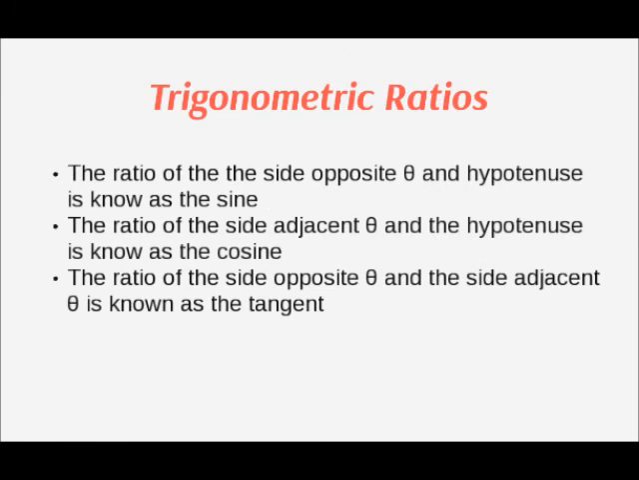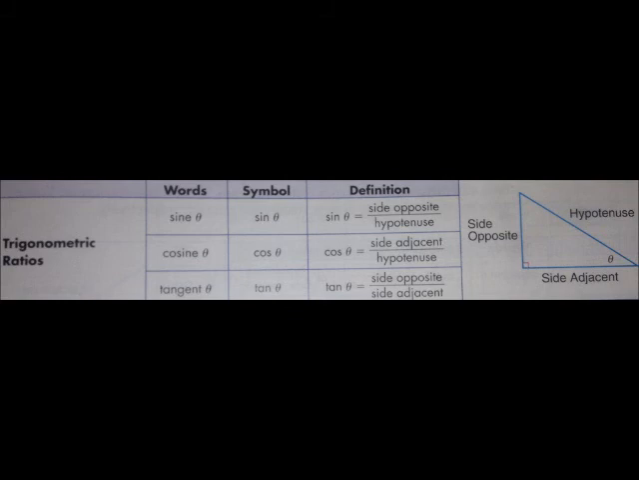And now finally, we're going to get into our concept of trigonometric ratios. The ratio of the side opposite theta and hypotenuse is known as sine. The ratio of the side adjacent theta and the hypotenuse is known as cosine. The ratio of the side opposite theta and the side adjacent theta is known as tangent. Now we are looking at the trigonometric ratios. We can see the words sine, cosine, tangent. We can see the symbol, the definition, and lastly how it would look on a real right triangle.